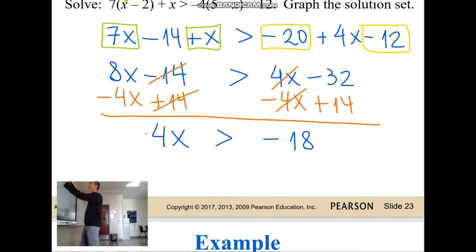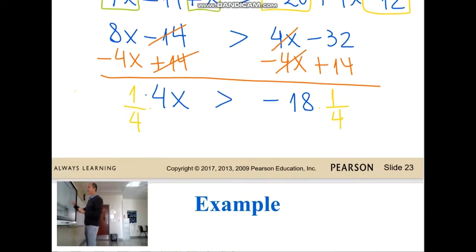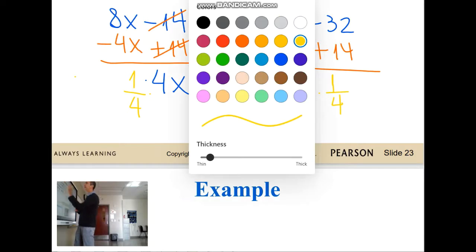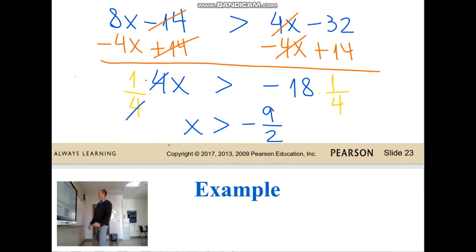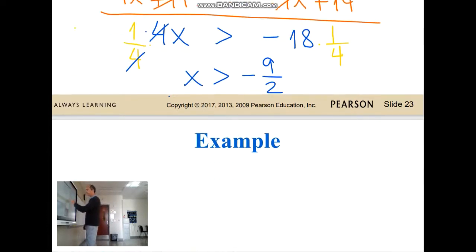Finally, apply the multiplication property of equality. Multiply both sides by 1 over 4. And 4 is a positive number, so we don't need to worry about the inequality. We keep the inequality. So x is greater than negative 18 divided by 4, which is negative 9 over 2.